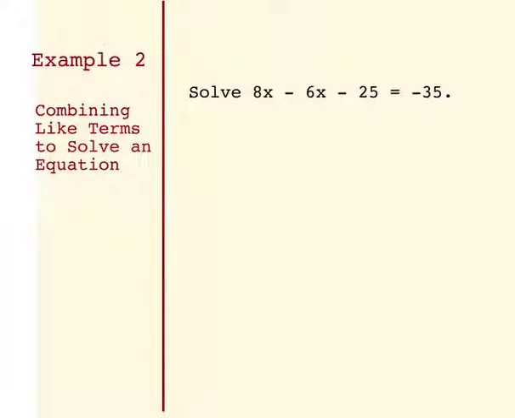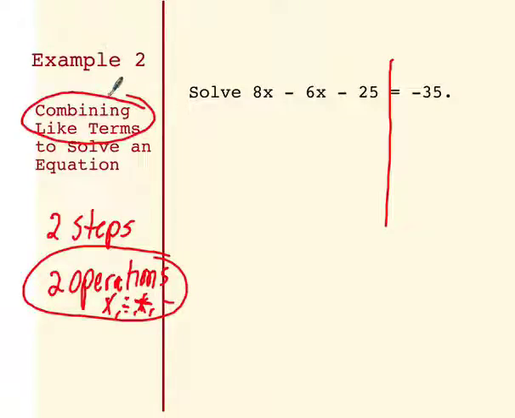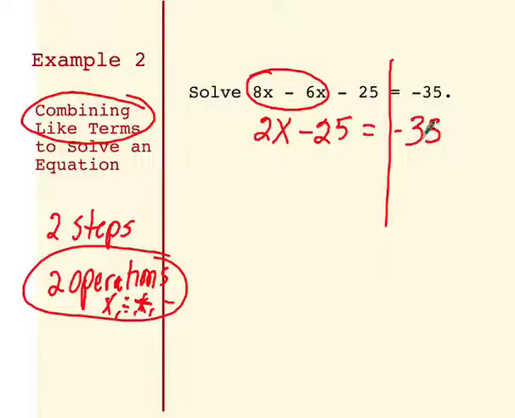Example 2 is solve this equation, and it looks a little messy, but we're going to clean it up. So before we solve this two-step equation, 2 steps, meaning 2 operations, again, write yourself some notes on the side like I'm doing. 2 operations, meaning we have these to pick from, a plus and a subtraction. We're going to clean things up, combining like terms. So I'm going to grab those two. I can see that 8x's minus 6x's, 8 of the same number minus 6 of the same number, is 2 of the same number. Minus 25 equals negative 35.